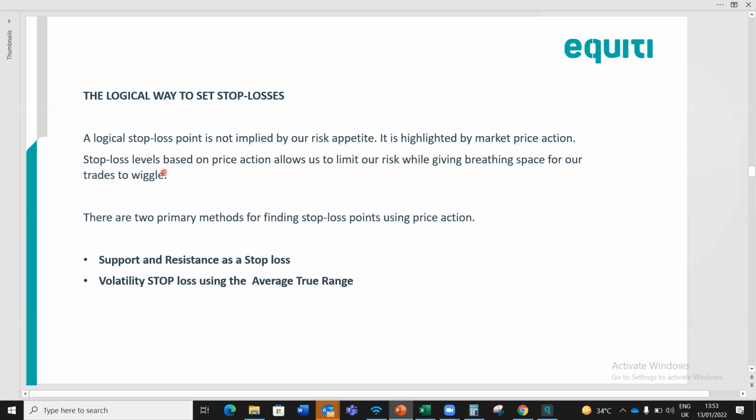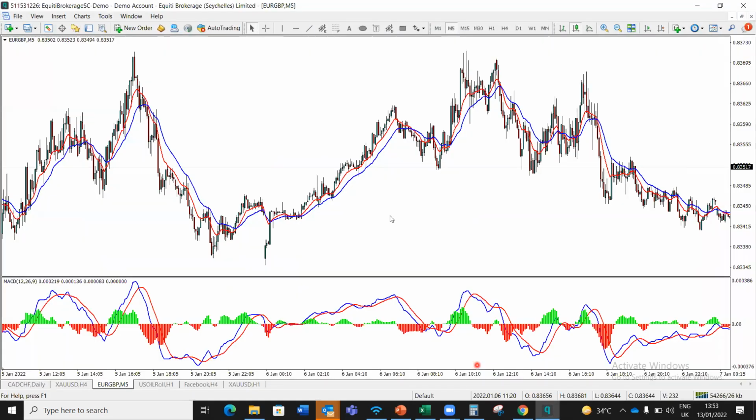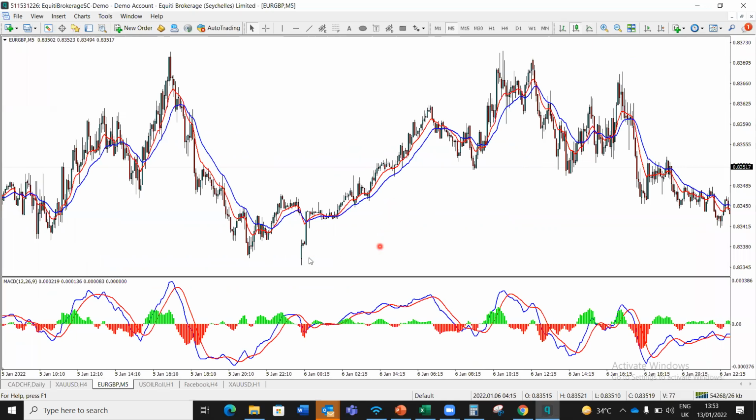Now, stop loss levels based on price action allow us to limit our risk while giving breathing space for our trades to wiggle. Of course, trades are going to wiggle. Let me show you something. Look at this trade setup. Beautiful.